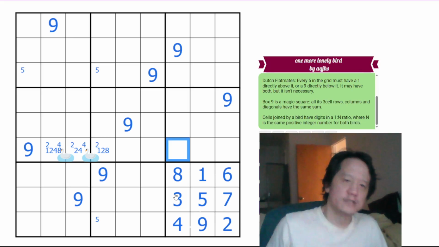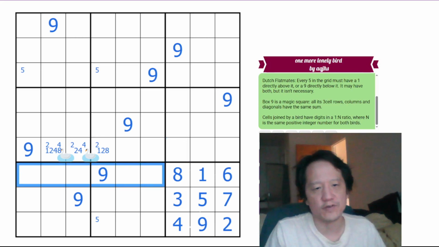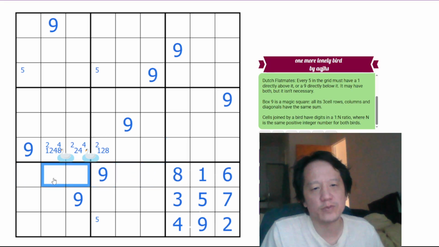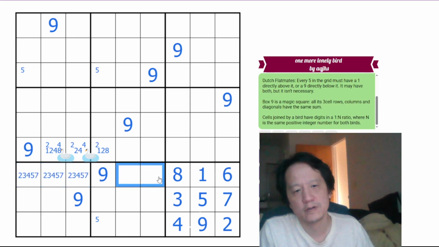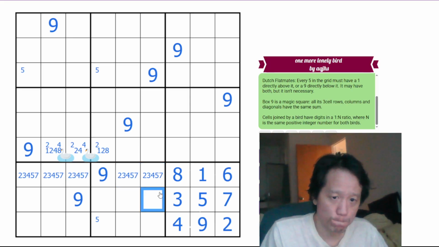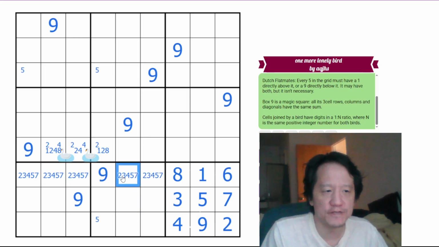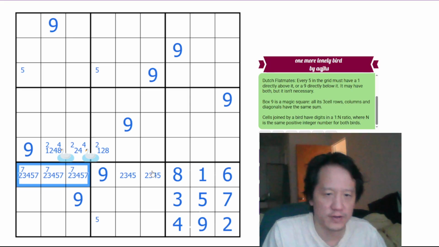The remaining digits in, let's try row 7, have to be 2, 3, 4, 5, and 7. 8 cannot, so if either of these are 7, that would say that 8 has to be in the same relative position, and it cannot be, so this cannot be 7. Therefore, one of these is 7.